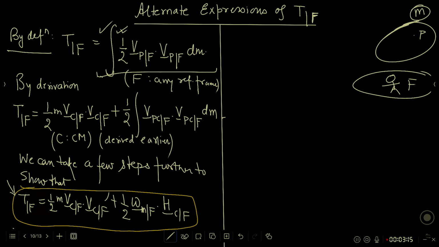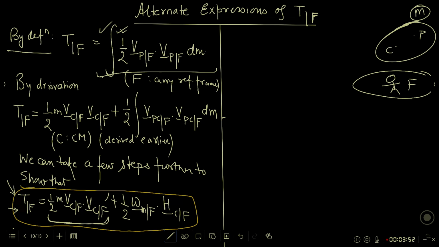So the first term is as if the entire mass of the RB is concentrated at its center of mass. If that is the case, then there will be some kinetic energy associated with the center of mass itself. That's what this denotes. If the entire mass of the RB is concentrated at the center of mass, then the kinetic energy of the body would be what I have as the first term here. But that is not all.